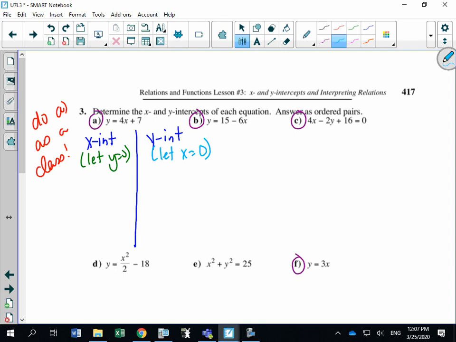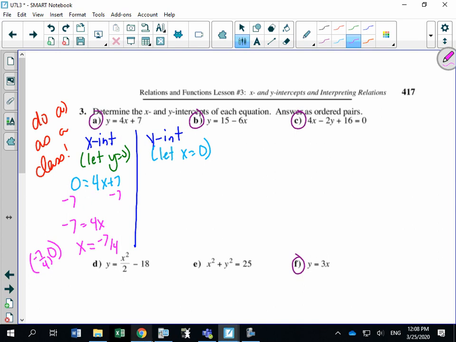Okay, solving for the X-intercept, 0 is equal to 4x plus 7. And I need to isolate that 4x, so subtract 7 from both sides. Negative 7 is equal to 4x. X is equal to negative 7 over 4. And that as an ordered pair, x is negative 7 over 4 and y is 0. So your book keeps it as fractions, so I'm going to keep it as a fraction.